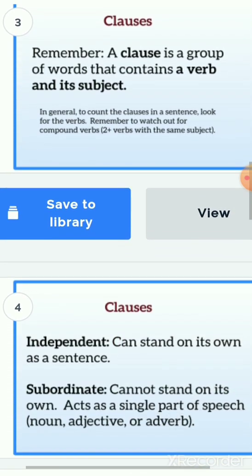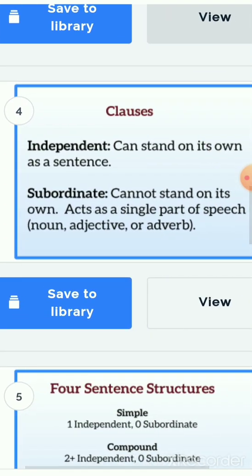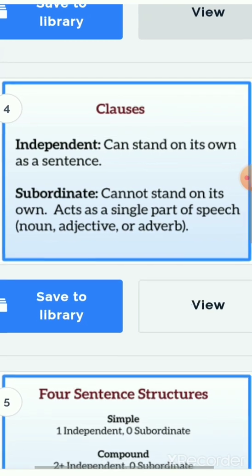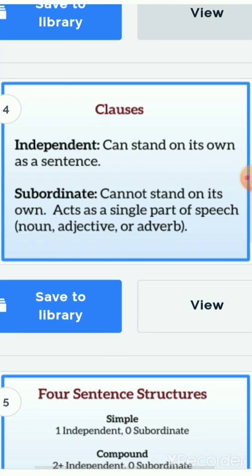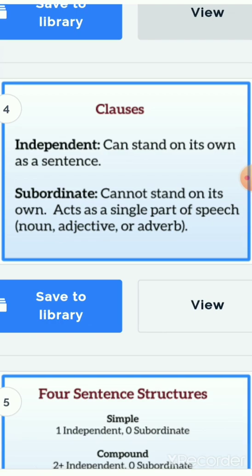Now we have two types of clauses. An independent clause can stand on its own as a sentence. An independent clause has a subject, a verb, and a complete thought. While the subordinate clause cannot stand on its own, okay? It acts as a single part of speech, which could be a noun, adjective, or adverb.